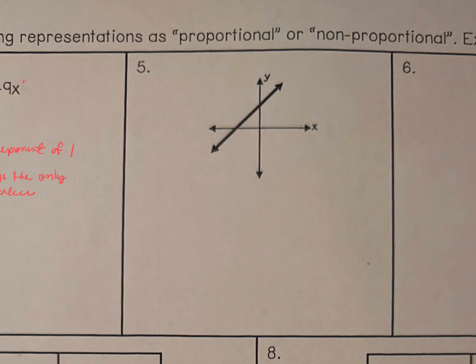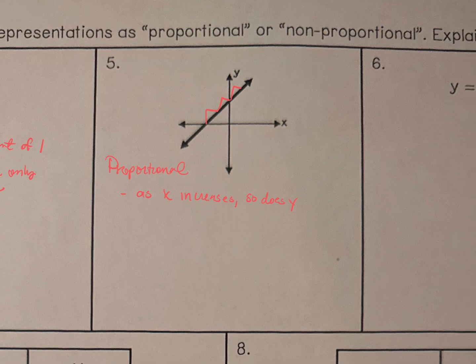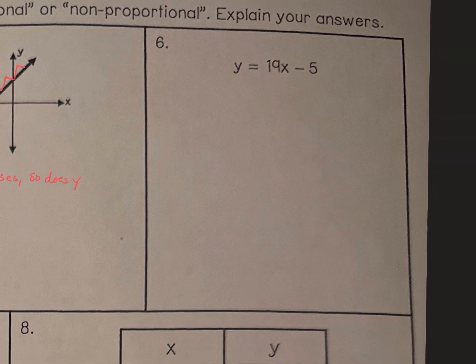Number 5 is proportional because as x increases, so does y. So it's kind of like the slope. It looks kind of like that. So a diagonal line is always going to be proportional for that reason.